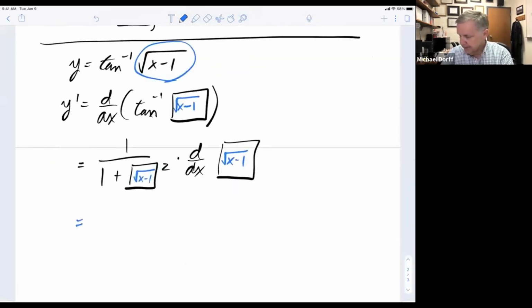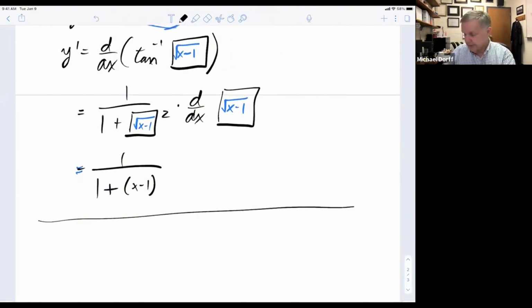So then when I simplify this, I have 1 over 1 plus, and now I have the square root of x minus 1 squared. Well, that's just going to give me an x minus 1 there. And now I have to take the derivative of the square root of x minus 1. So what is the derivative of the square root of x minus 1?